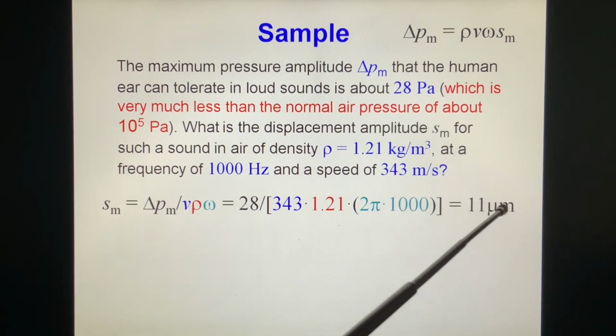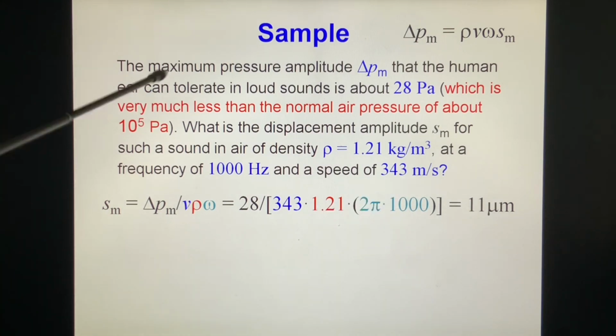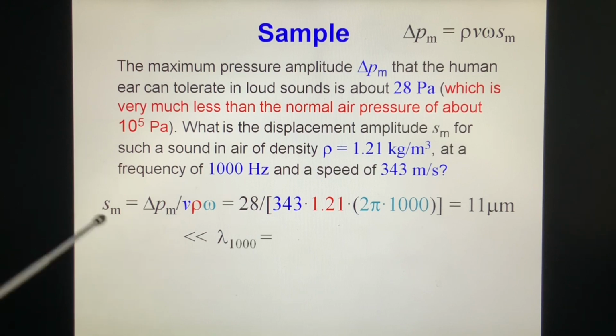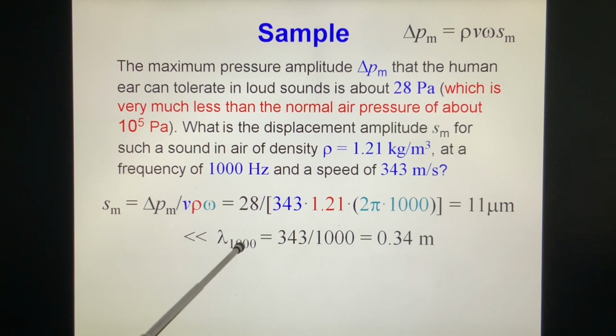How large is it? A micrometer, very small. The diameter of our hair is about 100 micrometer, so this is very tiny. This is the largest Sm, and it is much less than lambda. For a frequency of 1000, V over frequency equals lambda, 0.34 meter. It's much, much larger than this one.